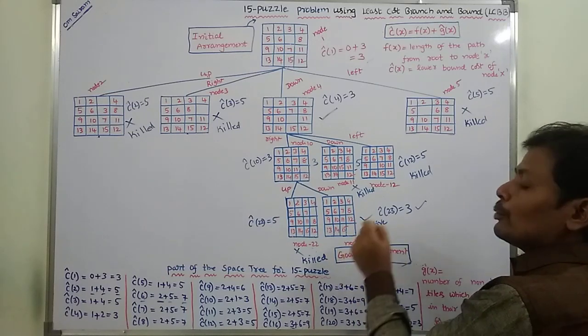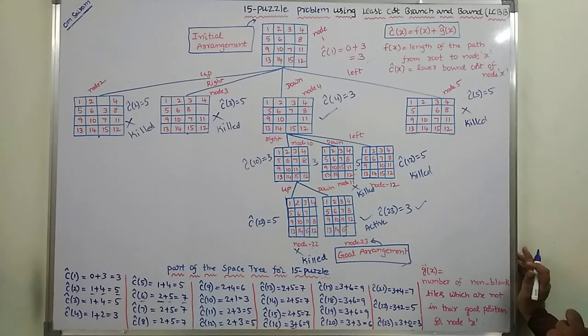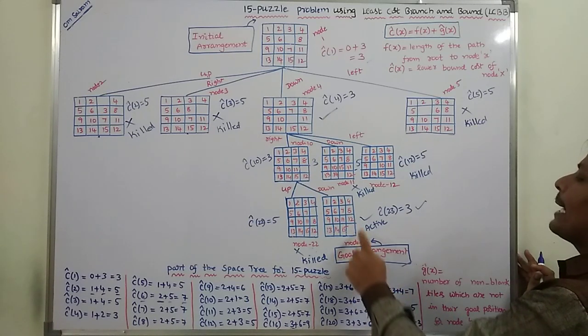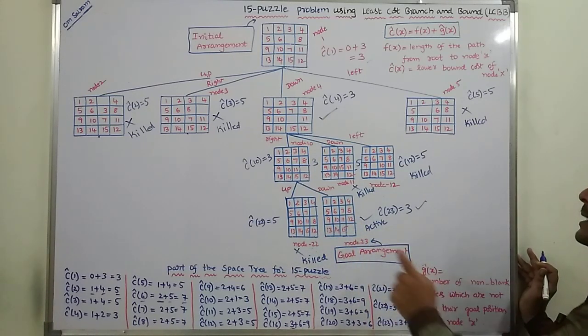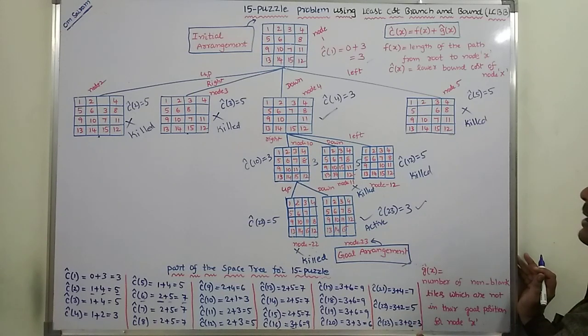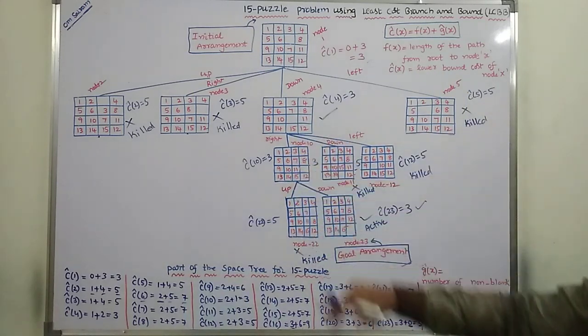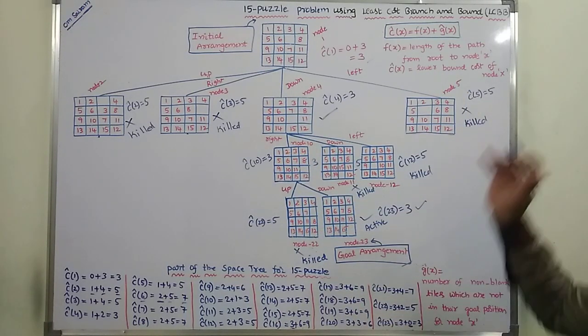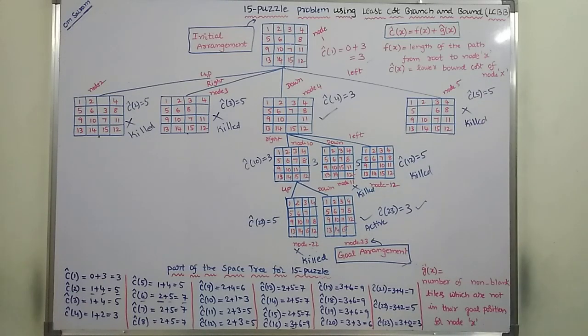So now we stop the extension of this procedure, because we are getting the goal arrangement. So C cap of 23 is equal to 3. So this is the state space tree for 15 puzzle problem using least cost branch and bound.